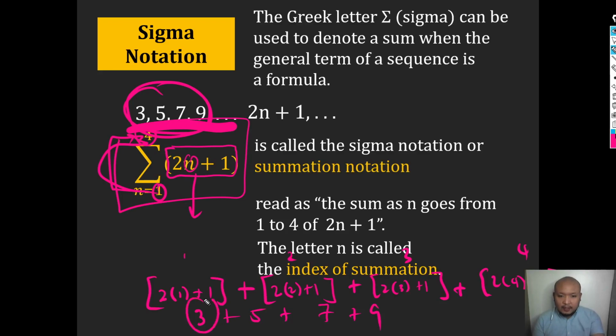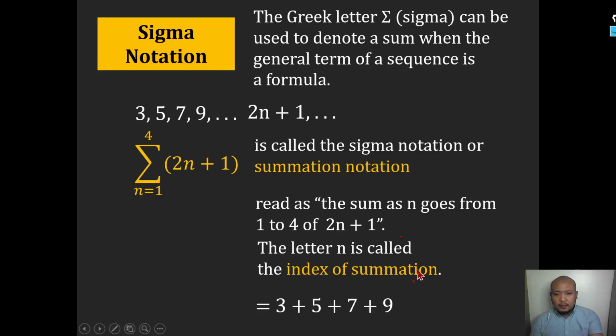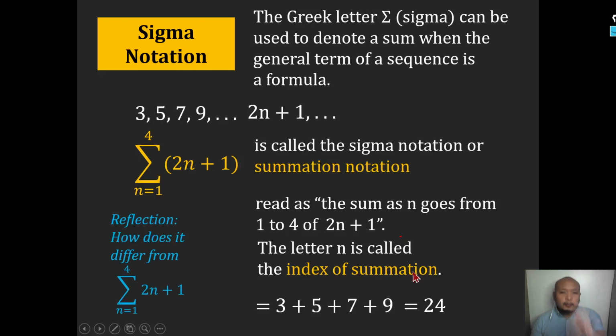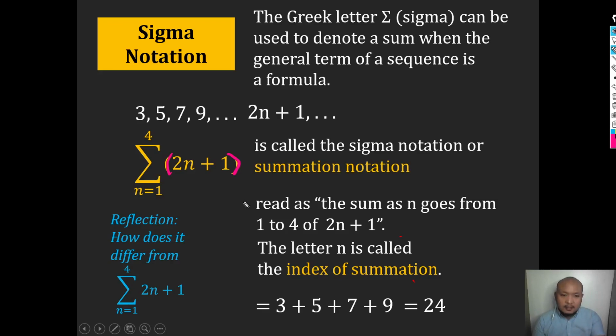Di ba? You simplify. This is 10 plus 14, that's 24. Correct? It's pretty simple. So this sigma notation is equal to 24. Pag sinimplify mo. Very simple. There you go. Now, pause. Look at this blue text, the lower left corner. How does it differ from 2n plus 1? Sir, parang pareho naman. Pero merong isang key difference. Notice, yung parenthesis. And that makes all the difference.